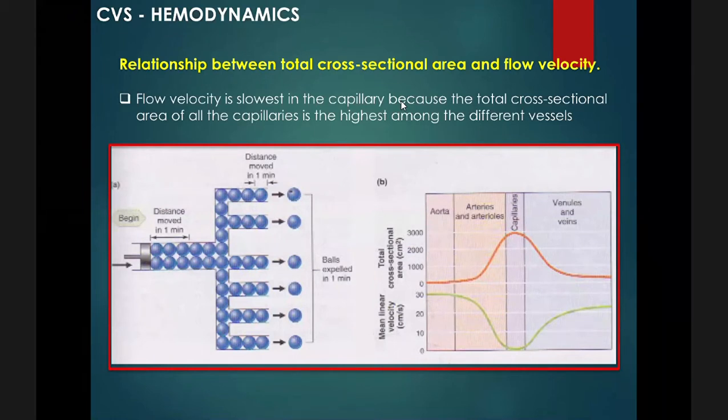Okay, so there is this relationship. The higher the cross-sectional area, the lower the flow velocity, or the slower the flow. Okay.